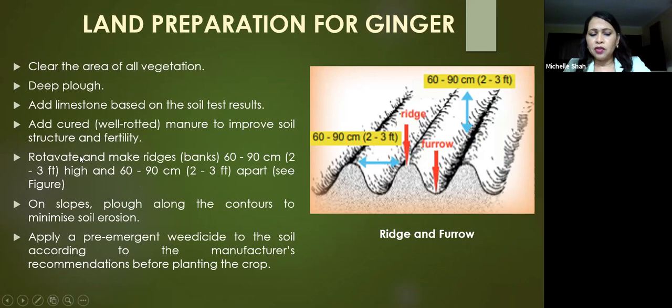Rotovate and make ridges 2 to 3 feet high and 2 to 3 feet apart, as shown in this diagram. So we have ridges and we have them 2 to 3 feet apart. And they could be grown on slopes by plowing along contours to minimize soil erosion. Apply pre-emergent weedicide to the soil according to manufacturer's recommendation before planting crops.